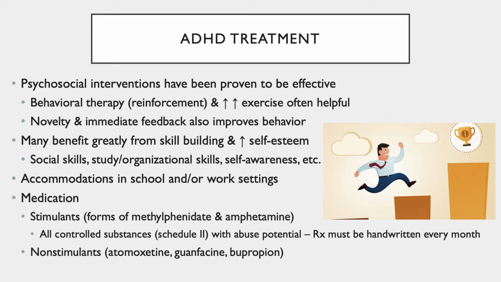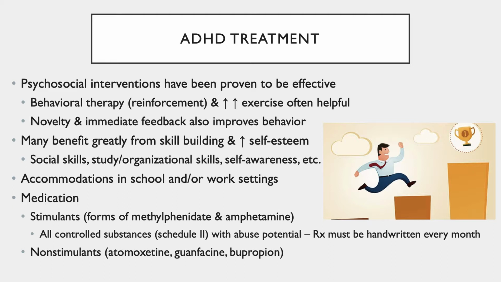Non-stimulant options do not tend to work as well for more severe cases of ADHD, but they do work for more mild cases. And they work overall about 40% of the time. The three primary non-stimulants that are used for ADHD treatment include atomoxetine, guanfacine, and bupropion. Bupropion is not allowed to be used in children, but is commonly used for adult ADHD.